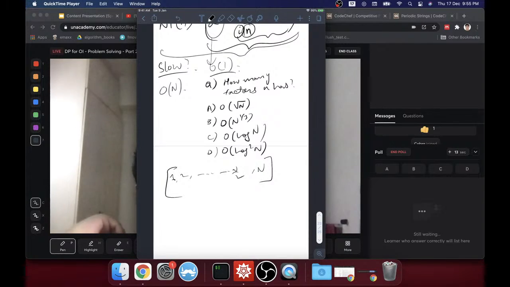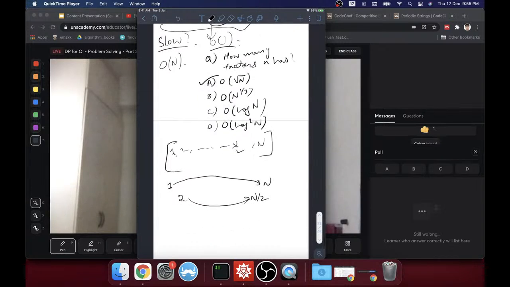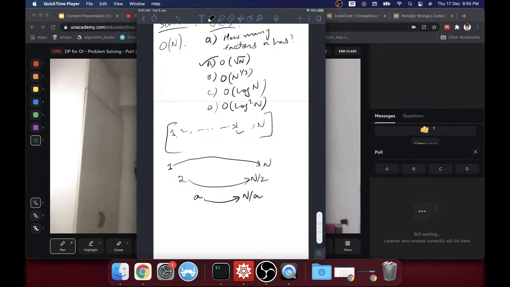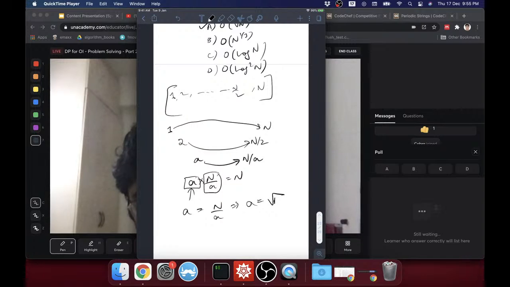So the actual answer is order root n. Reason being, if you have factor 1, then it has a matching factor n. If you have factor 2, it has a matching factor n by 2. More precisely, if you have factor a, it has a matching factor n by a, right? And a into n by a makes n. Think about what value of a it should become such that these two terms look equal. So a should be roughly equal to n by a. A should be around square root n.